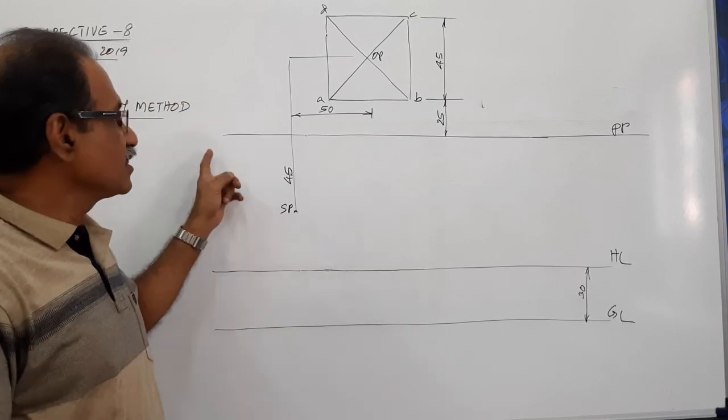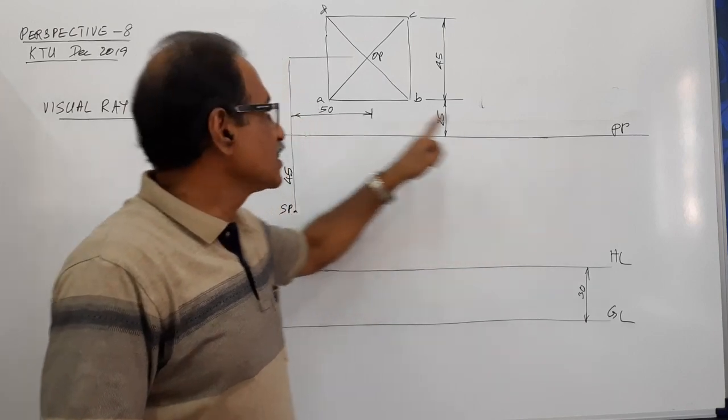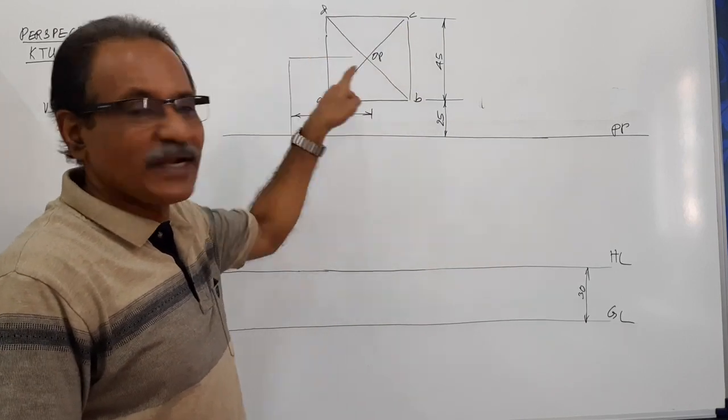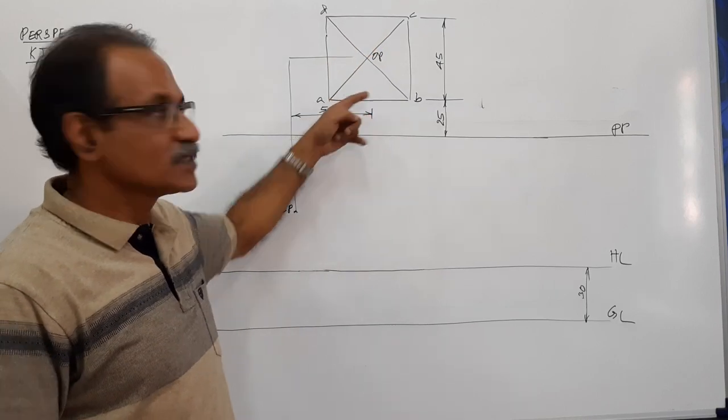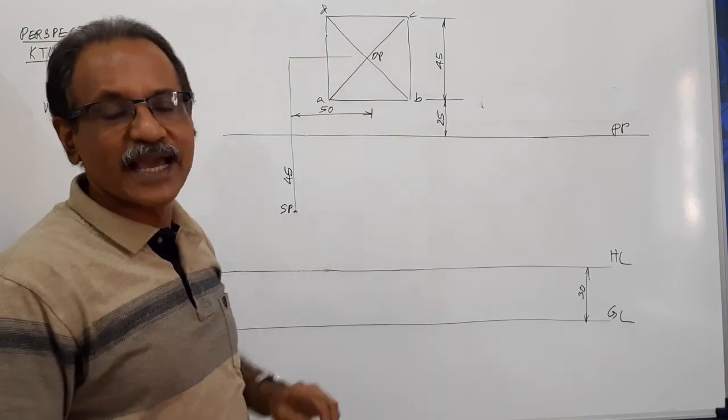So what is the plan? This is the plan of PP. This is the plan of the square pyramid, seen as a square, 25 mm behind, 45 mm side. I have marked the dimensions.